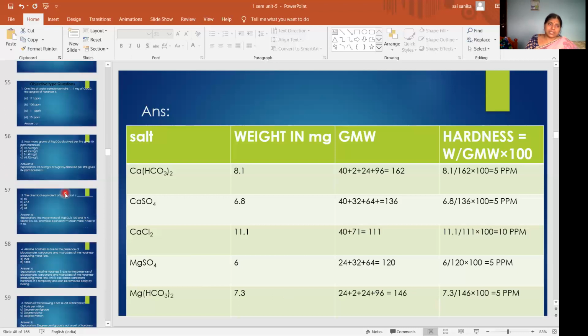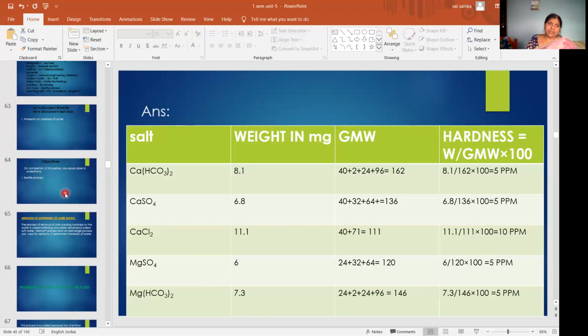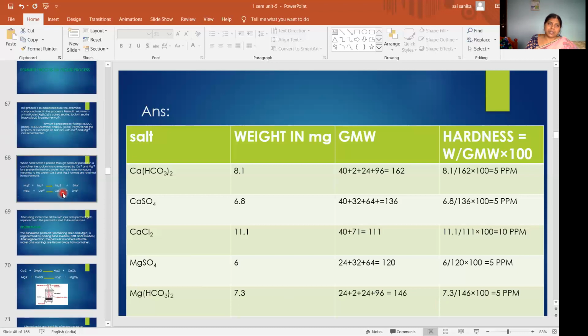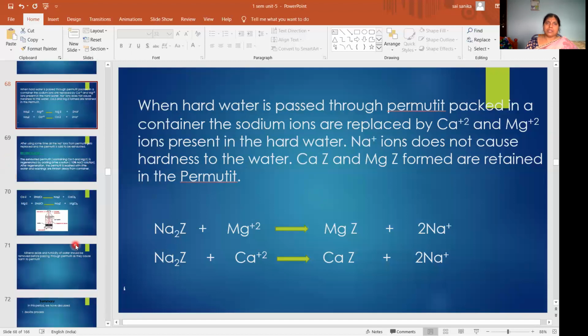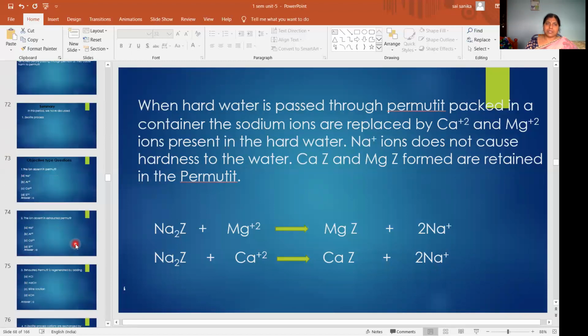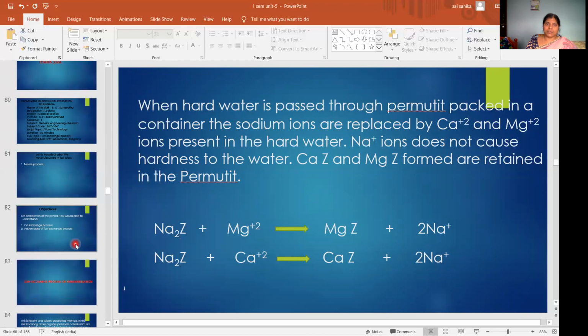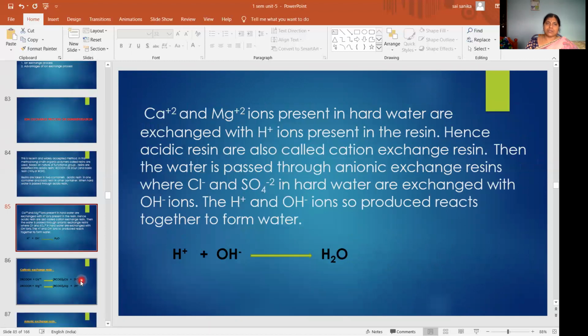Then come to the zeolite process. Equations are very, very important. Already I told you to practice these equations. Zeolite process, sodium zeolite. Whatever chemical we are using, you remember these two names, permutit and zeolite. So permutit process or zeolite process, one and the same. Then next, the ion exchange process. In the ion exchange process also you have equations, so you practice those equations.